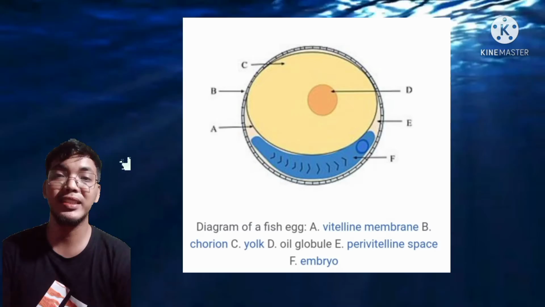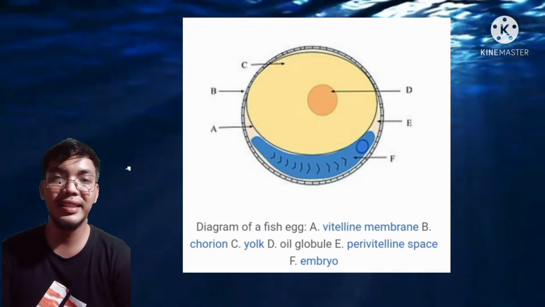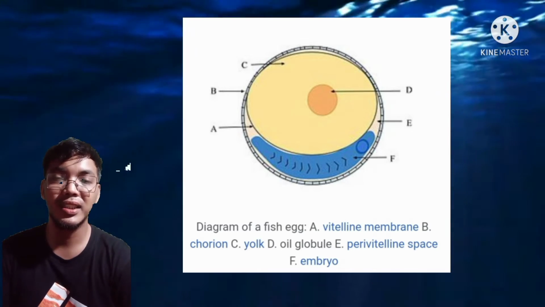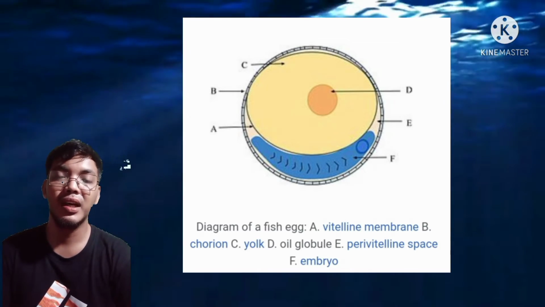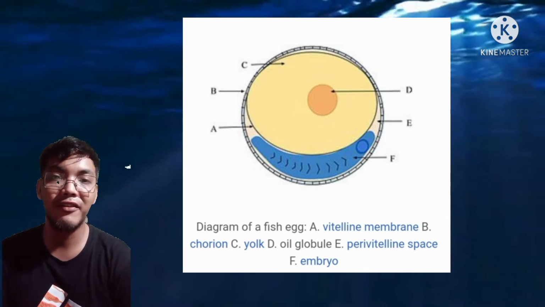The picture shown is a diagram of a fish egg. A is the vitelline membrane, B is the chorion, C is the yolk, D is the oil globule, E is the perivitelline space, and F is the embryo.